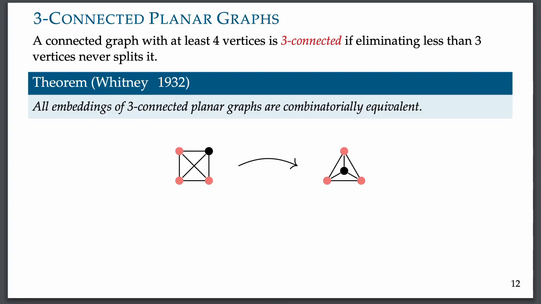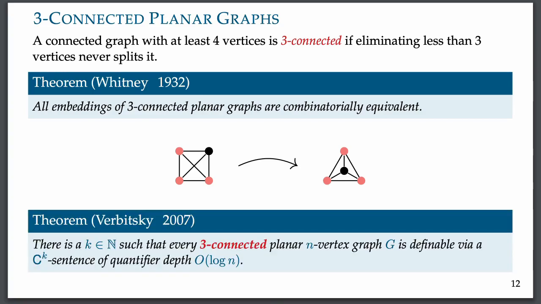And using this uniqueness of embeddings, Verbitsky proved that a constant number of variables suffices to distinguish any 2 non-isomorphic 3-connected planar graphs of order n with a sentence of quantifier depth logarithmic in n. So without this 3-connectedness, this is our main theorem in terms of logics. So Verbitsky actually proved our result for the 3-connected case. And for our generalization to all planar graphs, we will use his theorem as a base case.